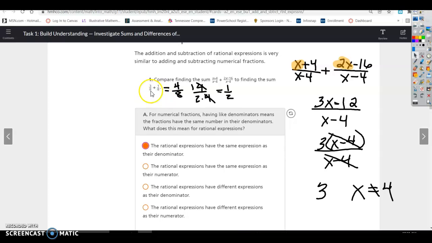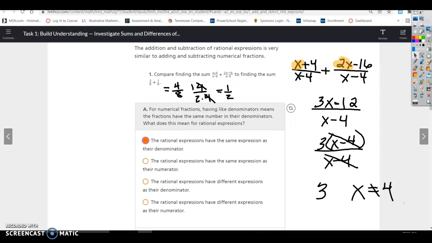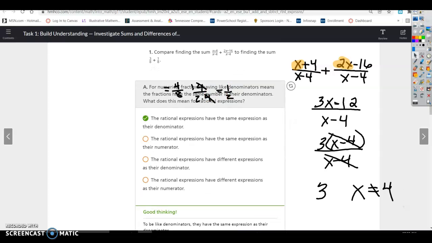It is just like having the same denominator here. So these both had a denominator of 8. These both had a denominator of x minus 4. Now that doesn't always happen. These are the easiest form, but that's what we are starting with here.